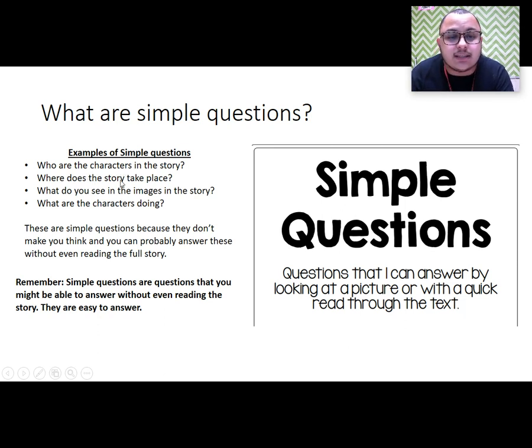Where does the story take place? You can scan the page and look for the name of a place or a city. What do you see in the images in the story? So in here it says questions that I can answer by looking at a picture. A picture and an image are the same thing, so that makes it a simple question. What are the characters doing? If you're just explaining the characters are having a party, then that's a simple question because it was easy to answer. So, like I said, these are simple questions because they don't make you think, and you can probably answer these without even reading the full story. Remember, simple questions are questions that you might be able to answer without reading the story.